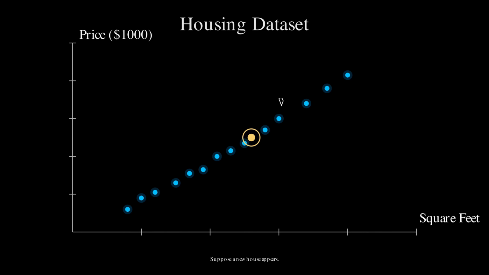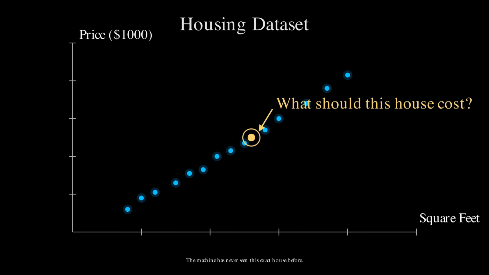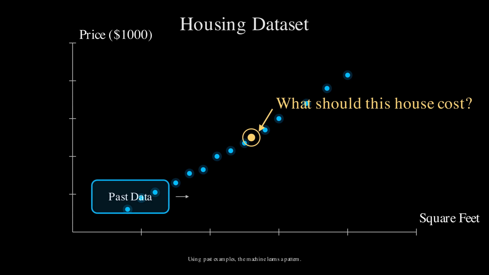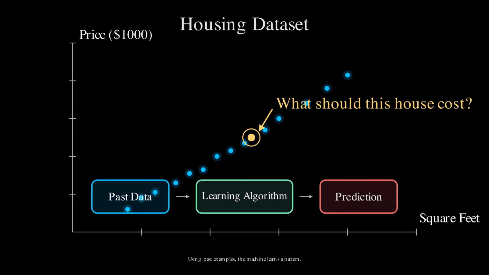Suppose a new house appears. The machine has never seen this exact house before, but it can use past examples to estimate the price. Using past examples, the machine learns a pattern. This process is called supervised learning because the machine learns from labeled examples. Input data goes in, predictions come out.